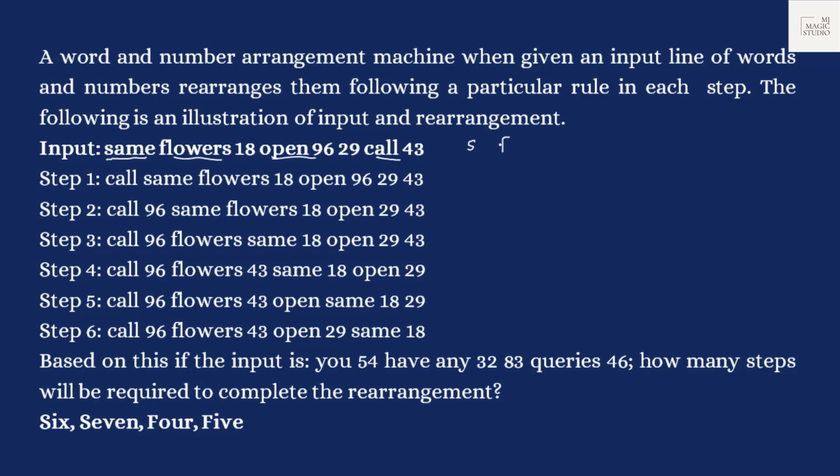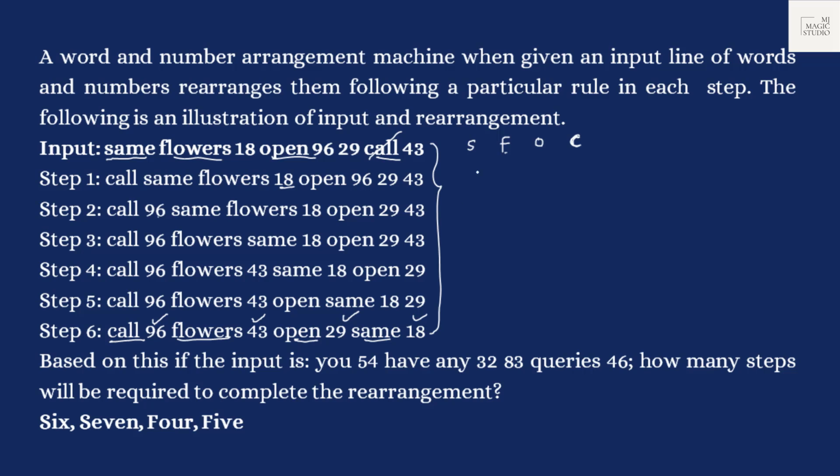4 words, starting with S, F, O, C, C is the alphabet which comes first. That means in step 1, they are first writing in the dictionary format related to words. And once call is taken up from here, other words and numbers are written in the same order as they are in the previous line. In step 2, after call, we can see that 96 is what they have pulled up. 96 is the largest value out of the 4 numbers given. And again, they pick up F, after C is F in the dictionary format. So we can see that the arrangement finally comes down to words in odd places and numbers in even places in descending order, and words in odd places in the dictionary format. So that is the input process, machine process, which we have identified.